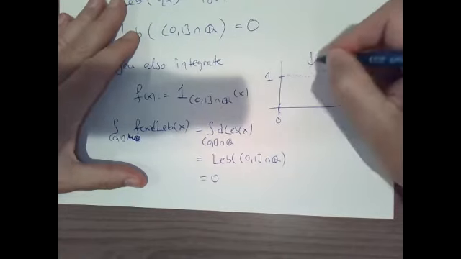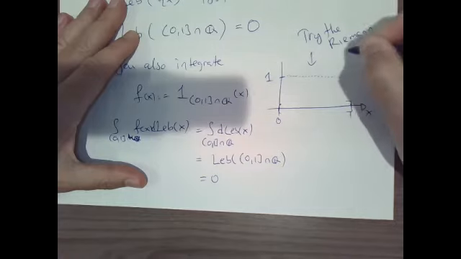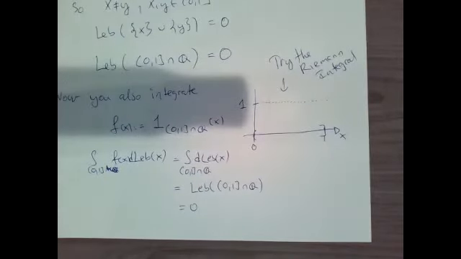We'll try to integrate this one here. Try the Riemann integral. Any guesses on what the Riemann integral is? Wait, what's this set called again? Like the Dirichlet something. Yeah, it's the indicator for all the rational numbers between 0 and 1.